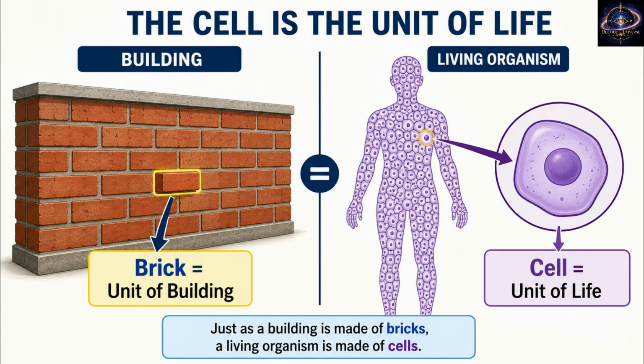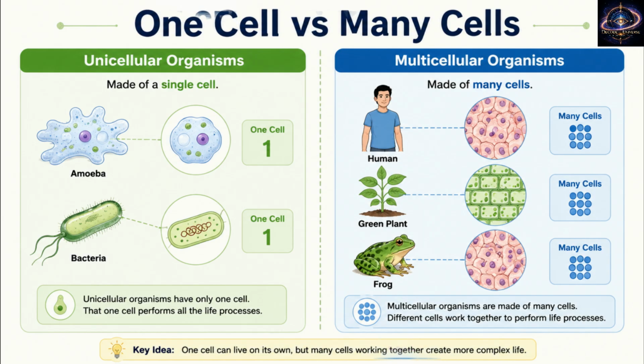Part 2, Discovery of Cell. Antony van Leeuwenhoek first saw and described a live cell. Robert Brown discovered the nucleus. The invention of the microscope helped scientists understand the structure of cells. Real-life example. Without a microscope, we cannot see bacteria in curd, pond water, or spoiled food. But through a microscope, we can see that even tiny living things are made of cells.